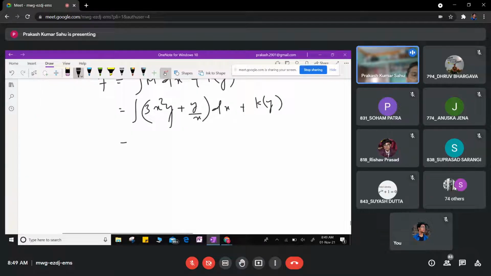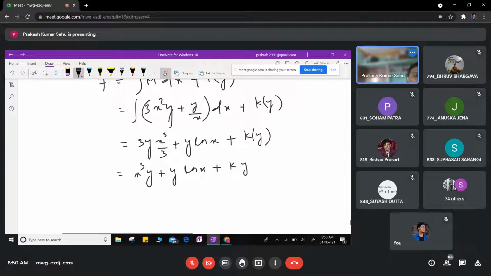So let us find the integration. x में इंटीग्रेशन करोगे तो y is constant, 3y taking outside, x square पर इंटीग्रेशन क्या होगा? x cube y, plus again taking y outside, 1 by x का इंटीग्रेशन क्या होगा? ln x, plus k of y. So if you simplify, this 3 cancels out, this is x cube y plus y ln x plus k of y.